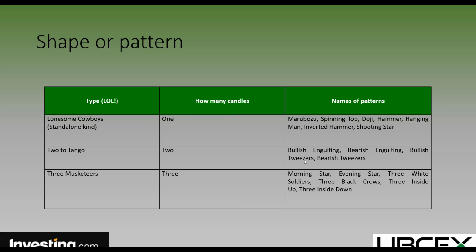And then from there, we go on to three candlestick patterns. Three candlestick patterns sometimes are very complicated to see. And you have morning stars and evening stars. You have three white soldiers and three black crows. Three inside up and three inside down. Three inside up and three inside down are very easy to see. They're three consecutive candles in the same color, but there are a little bit more rules to them. Three white soldiers and three black crows are three candles in either direction.